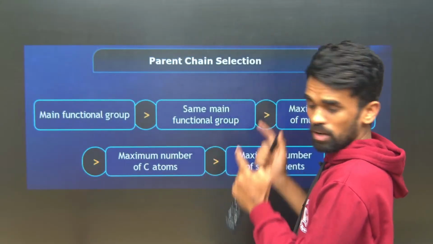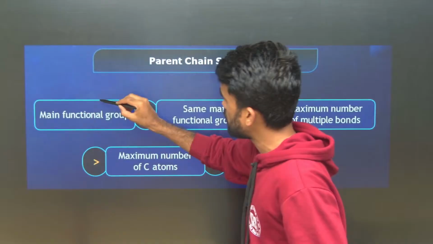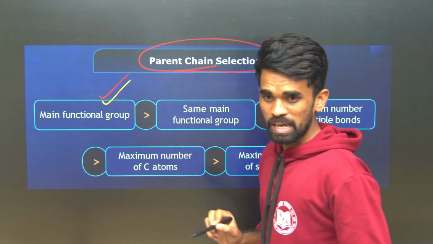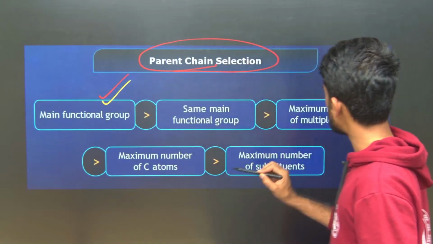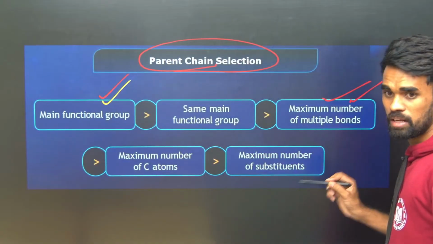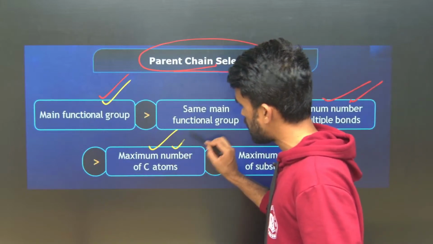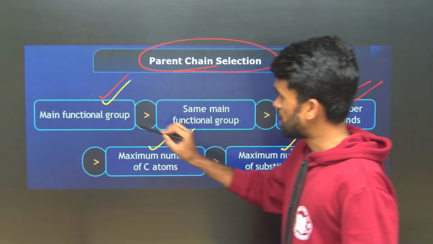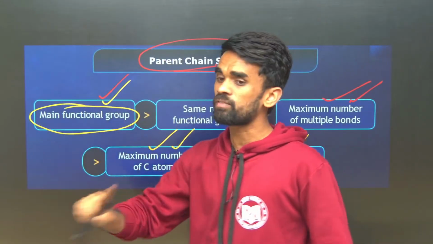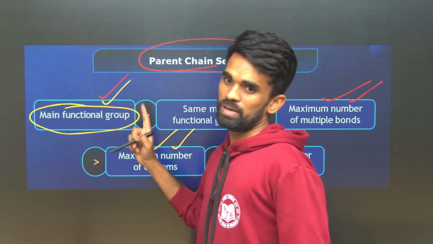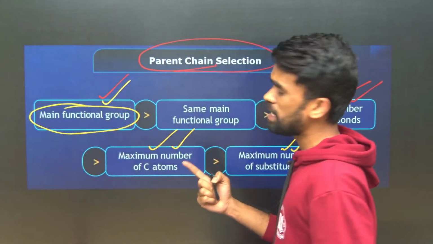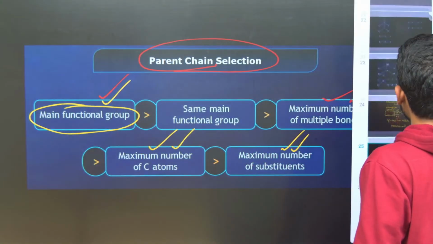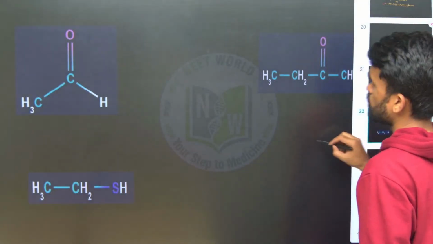Now we have a priority order to answer that. So while writing the name, you have to give priority first for the selection of parent chain. That is, first the main functional group chain. Then next, maximum number of multiple bonds, and next priority is maximum number of carbon atoms, and least is maximum number of substituents. But whenever we have a functional group, give numbering first to the main functional group. Okay. Now how can we decide the main functional group? Just hold on for a few minutes, I will show you. Before that, you just try to write the names for this.